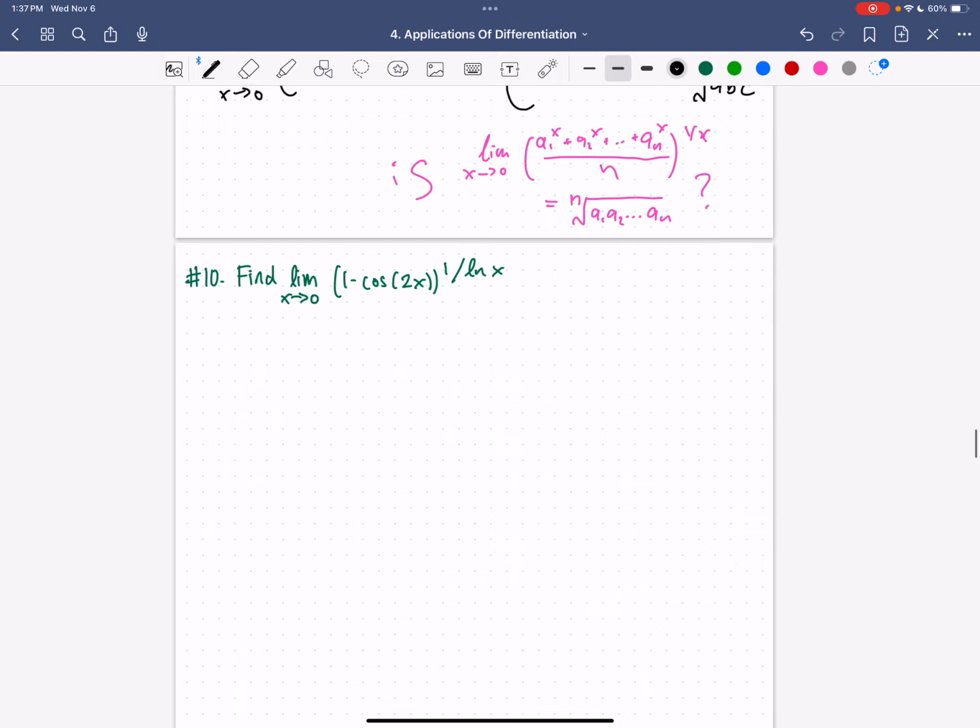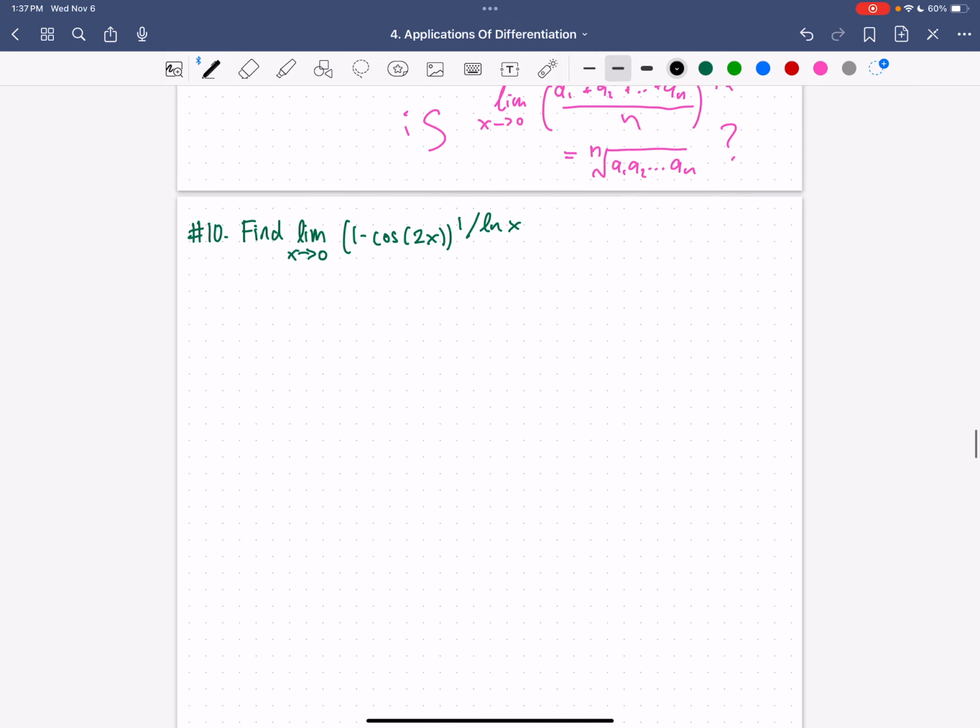Okay, so number 10, we've got another one where we've got an exponent. So let's see what happens if we plug in x is equal to 0 first, and what that means, I don't know, if we even have to do a bunch of rewriting. So as x goes to 0, the base, 1 minus cos 2x, this goes to 0.